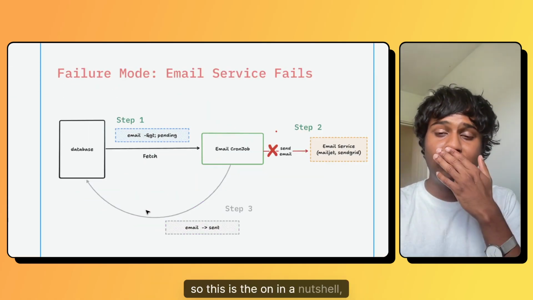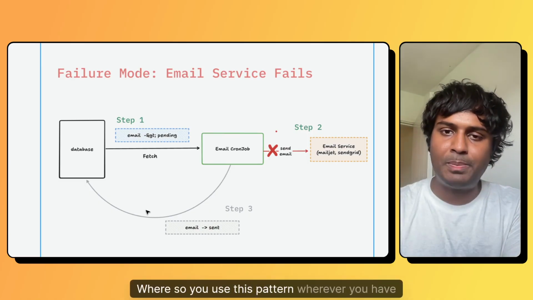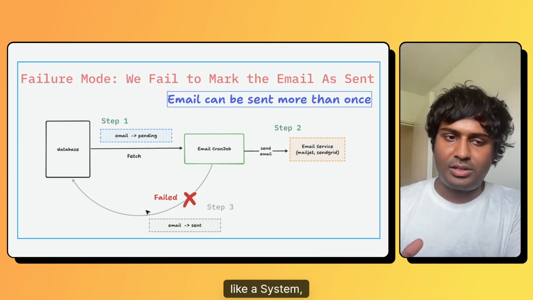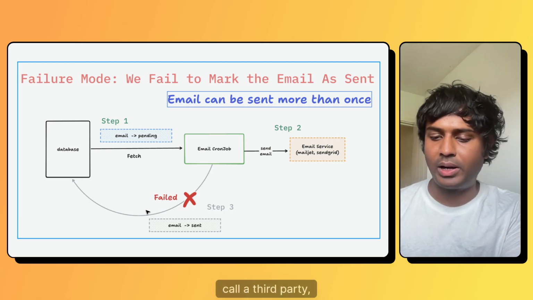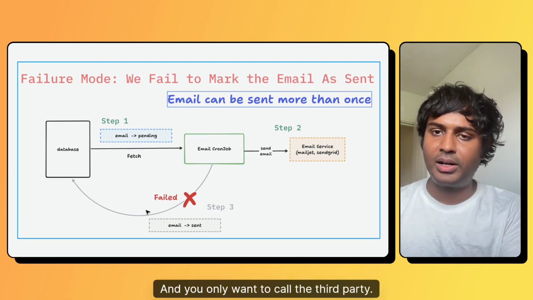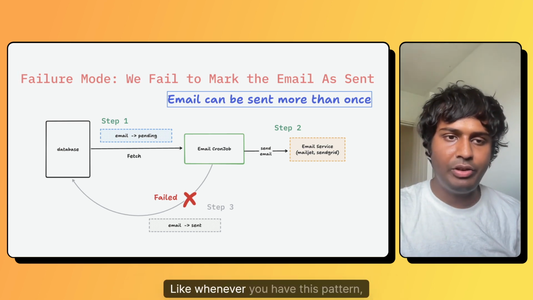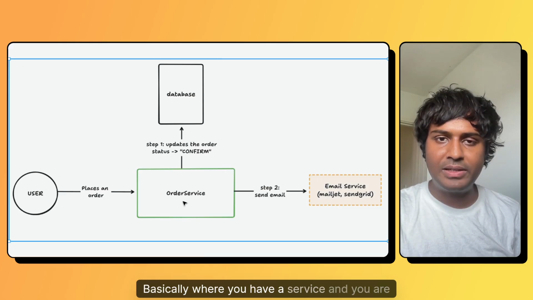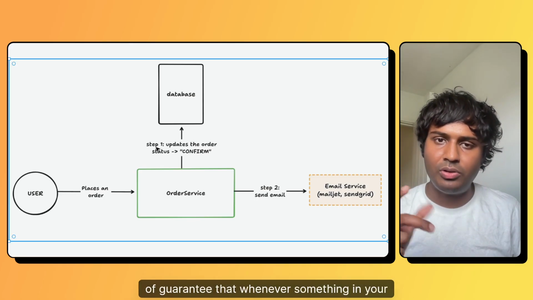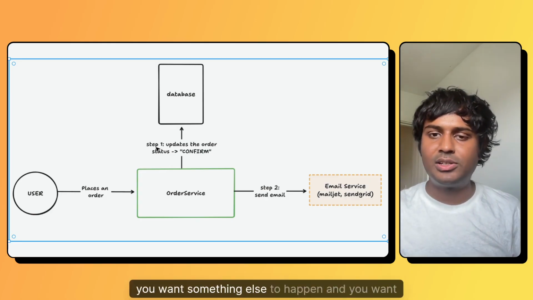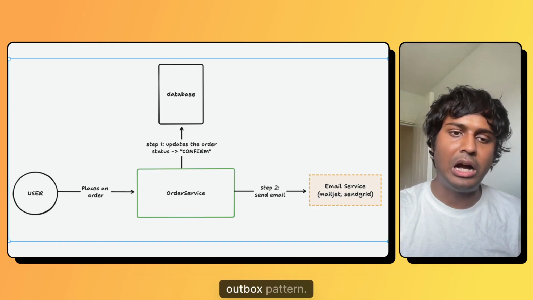So this is the transactional outbox pattern in a nutshell. You use this pattern wherever you have a system that needs to call a third party, and you want to guarantee that you call the third party whenever your local database operation passes. Basically, you have a service and you are updating your database, and you want to guarantee that whenever something in your database is updated, something else happens. This is where you can really use the transactional outbox pattern.